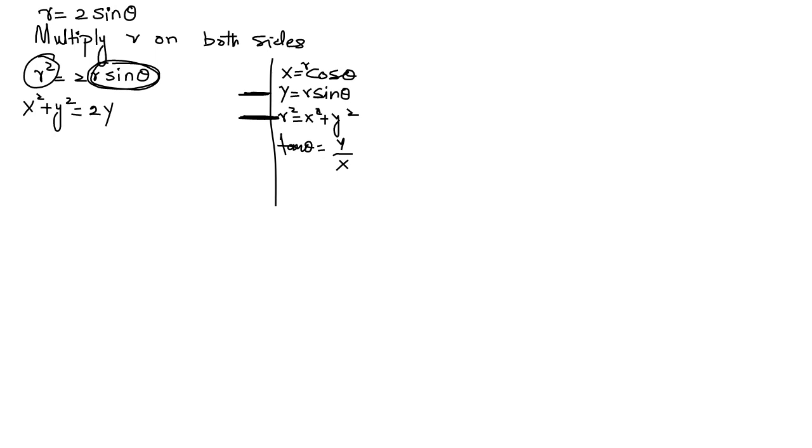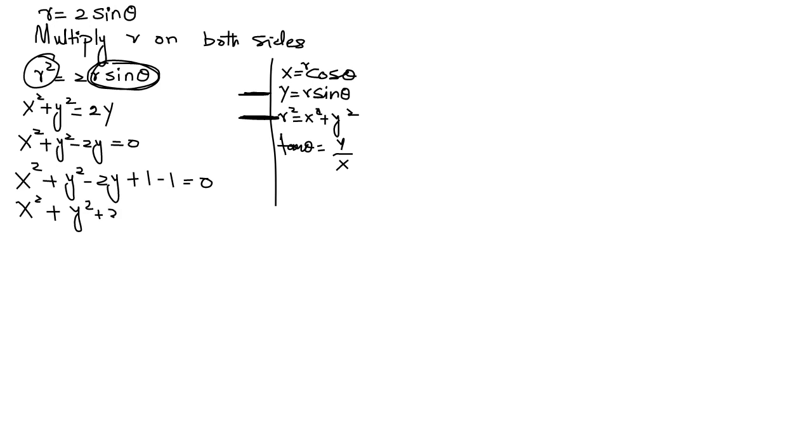Now from this one we can't say whether it is a line, a circle or what. So we have to change this equation into the form of a circle. So that becomes x square plus y square minus 2y is equal to 0. So by completing the square, y square minus 2y, we need here 1 and minus 1 for completing the square. So that becomes x square plus y square minus 2y plus 1, and this minus 1 goes to the other side, that will be 1.